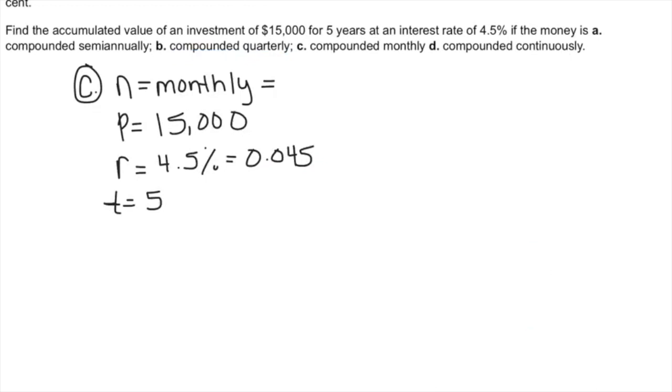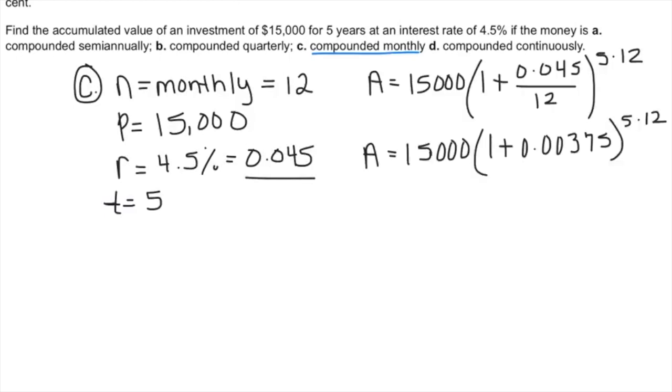Part C asks us to find the value of the investment if it was compounded monthly. Since there are 12 months in a year, our N in this case is going to be 12. And again, all other values stay the same. So our P is 15,000, our R is 0.045, and T is 5. So my first step is to substitute all of the values into my equation. Next, I'm going to divide 0.045 by 12, and I get 0.00375.